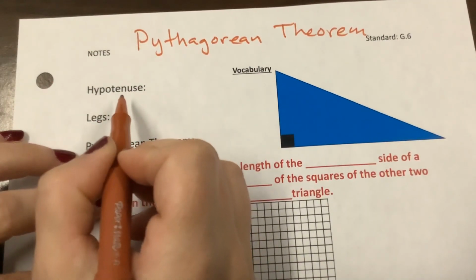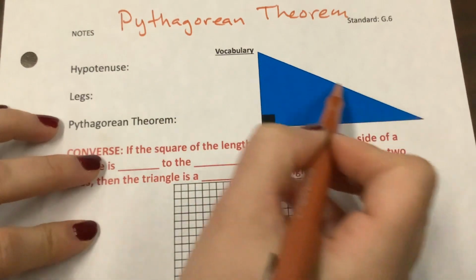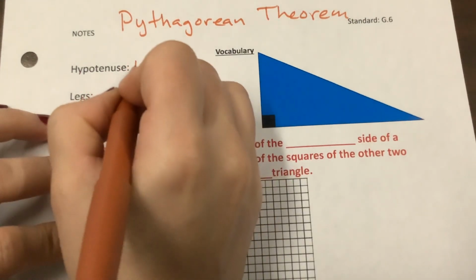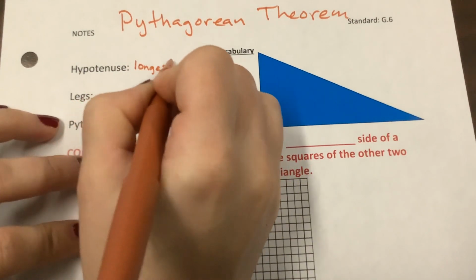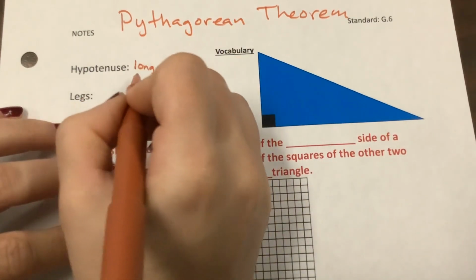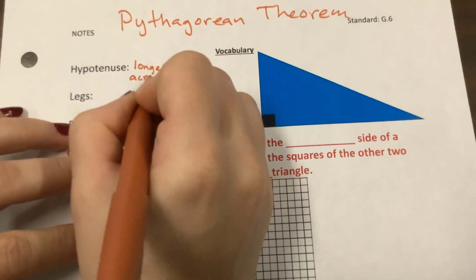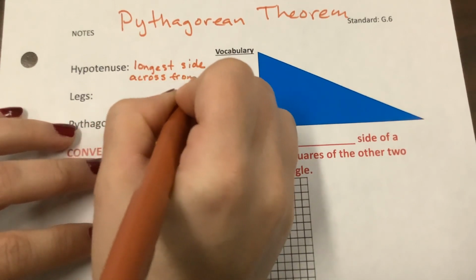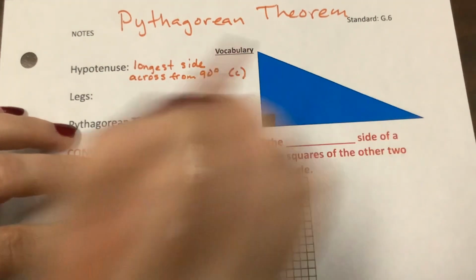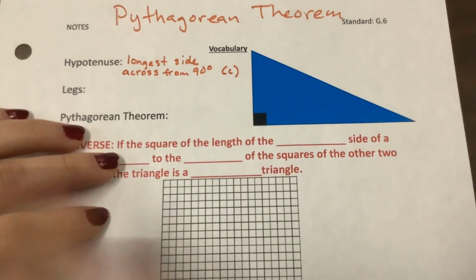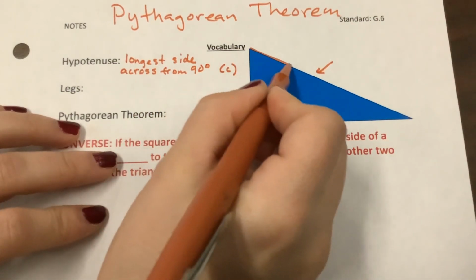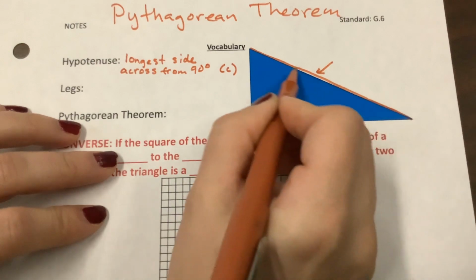Hypotenuse, we'll start with that first. The hypotenuse is this side length here, which is across from the 90-degree angle, and it's always longest, okay? So we're gonna write that it is the longest side of a right triangle, and it is across from the 90-degree angle. We also like to use the letter C for it. Okay, and over here on this diagram, I want you to label that this side length is the hypotenuse.